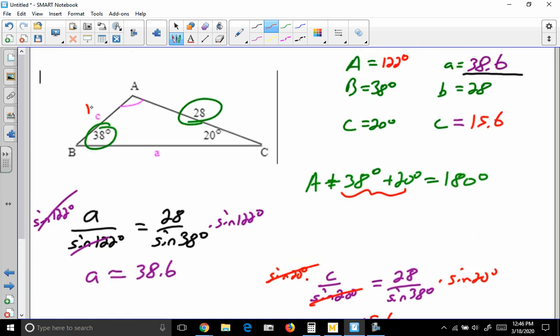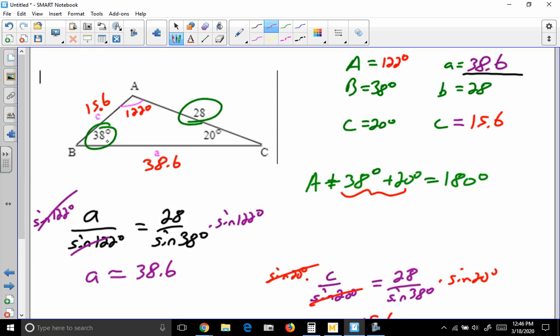So we've solved that triangle. I'm just going to label these sides or put the numbers in for a quick discussion. Now, one thing we always should be aware of is, does our answer make sense?